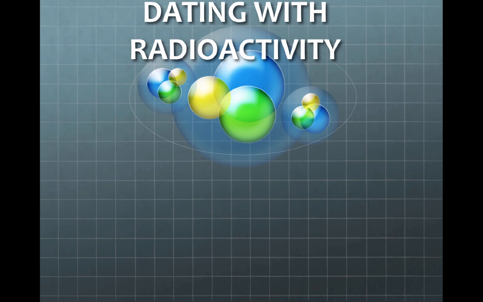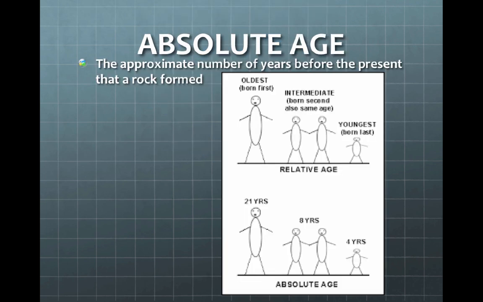Dating with radioactivity measures the time it takes for certain substances to decay, like the tin seen before. It can tell us the absolute age of a material, which means the approximate number of years before the present that the rock formed. If we look at the comic strip here, we can see that the oldest is here and the youngest is here, meaning relative age. We do not have a number associated with their age. In absolute age, or radiometric dating, it gives us an exact number before the present that the human, in this case, or rock, has formed, 21 years versus 4 years.